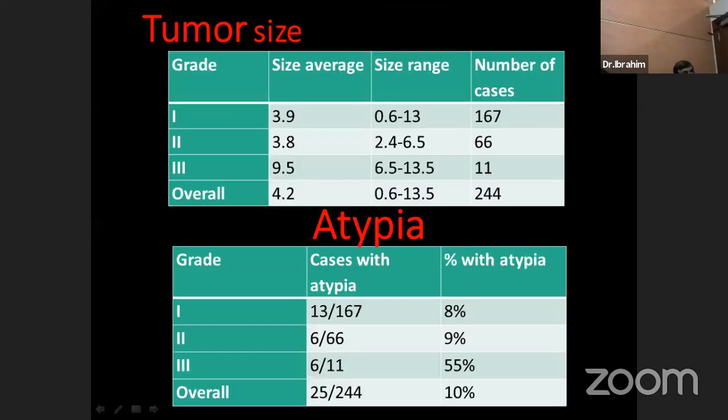This is one of the publications that we have on predictive markers for meningioma grading, how to grade meningiomas. We use the tumor size. You can see that going from grade 1 to grade 2 is not much of a difference, but grade 3 usually presents with a much larger tumor size. These are all our cases, Dr. Ibrahim's and mine.